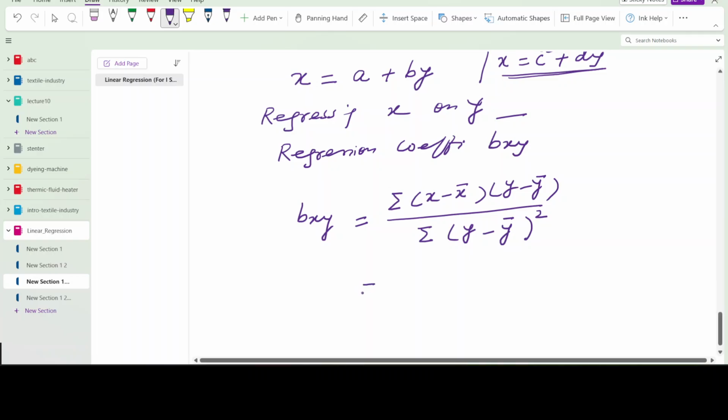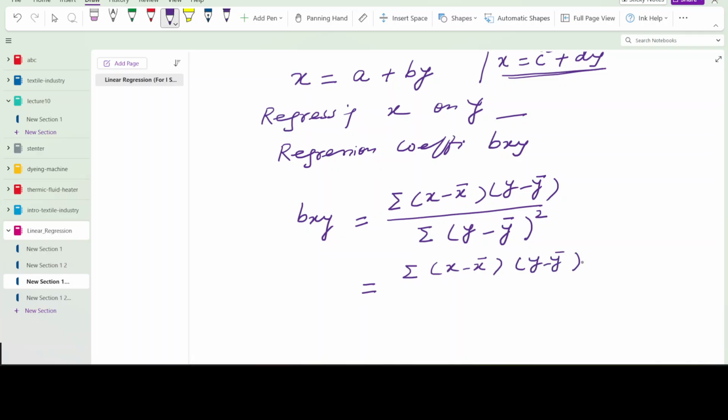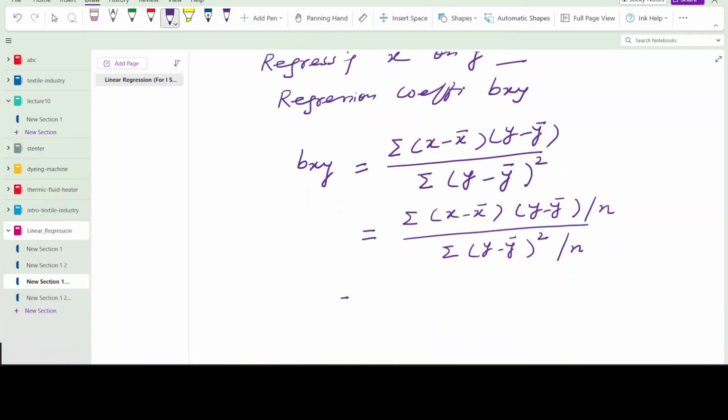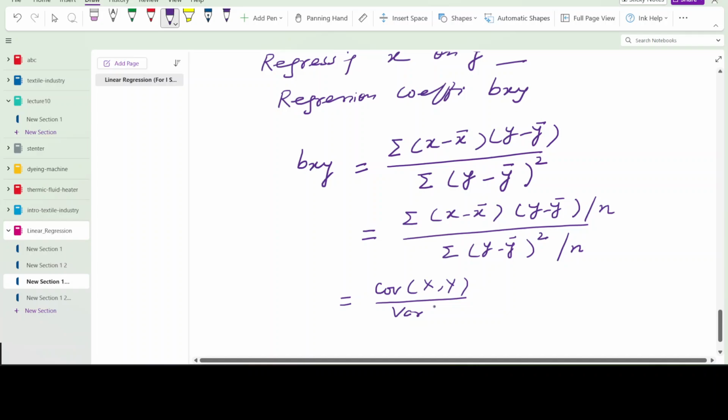And rearrange it: sigma (x minus x bar)(y minus y bar), divide it by n, and the denominator term also, divide this by n. The upper term is the covariance of x and y, and the denominator is the variance of y.